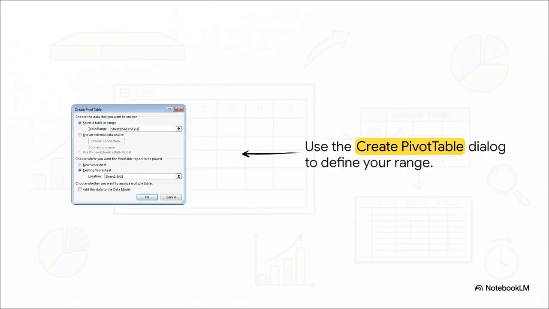When you go up to the Insert tab on your ribbon and click Pivot Table, you're going to get a little dialog box. This is where you define your table or range, so you just select all that perfectly prepped raw data we talked about earlier.